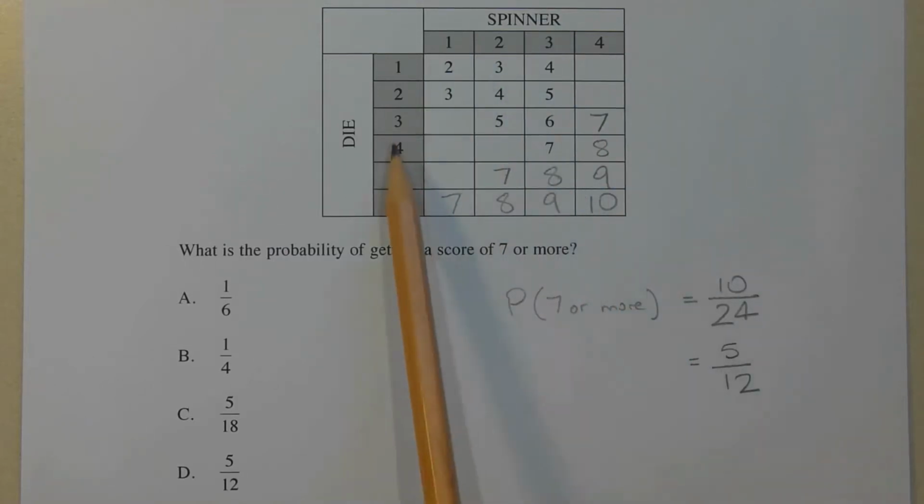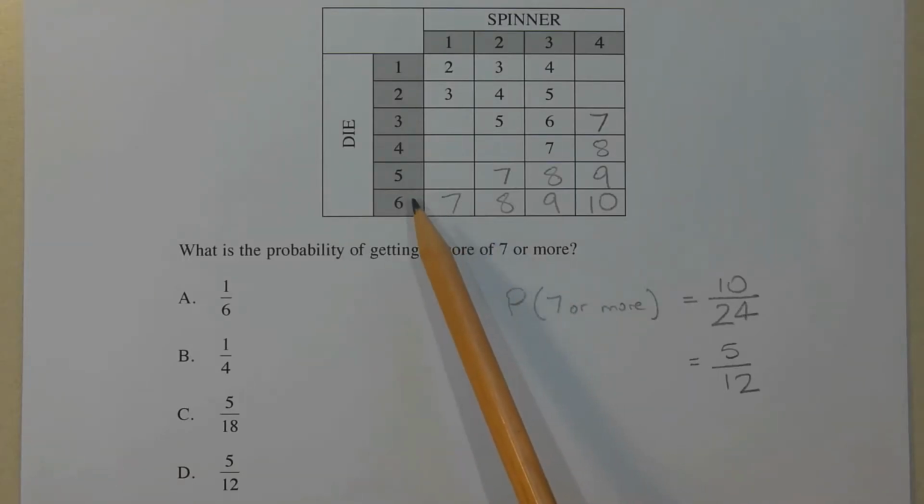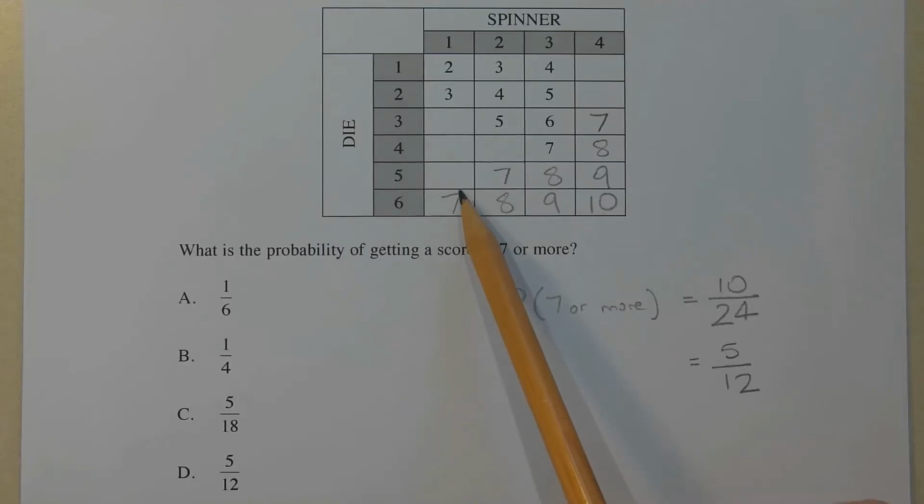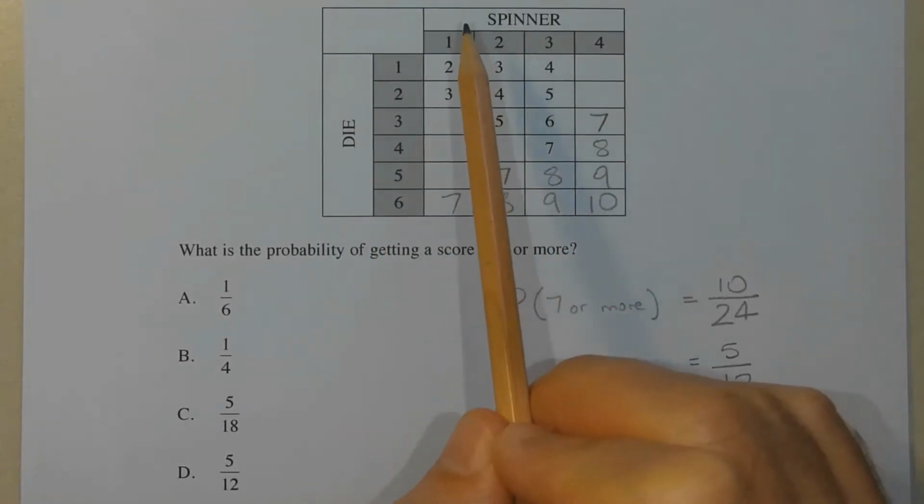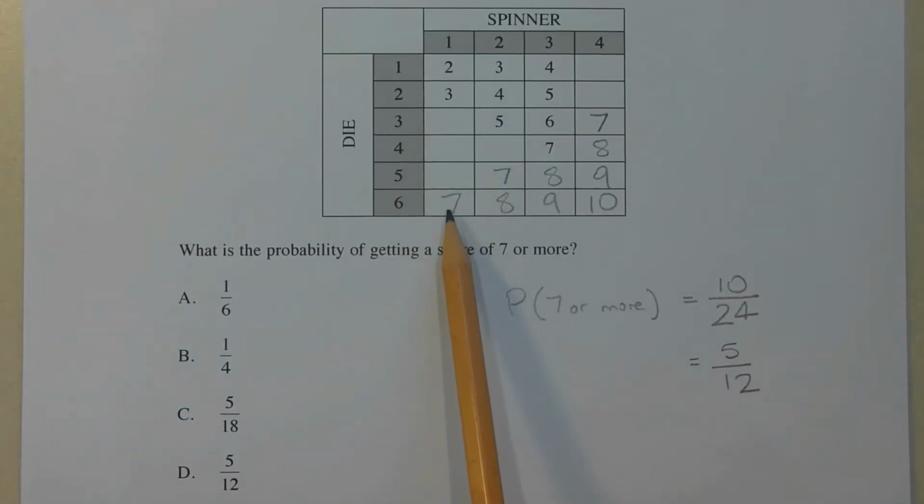Now, out of the 24 cells in the two-way table, we're only interested in the cells that contain the number 7 or greater. Now, to get the number in the cell, we take the number on the die and add it to the number on the spinner. So in this case, we can get 7 here by getting 6 on the die and adding it to 1 on the spinner to give us 7.